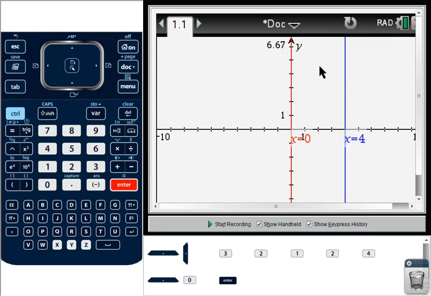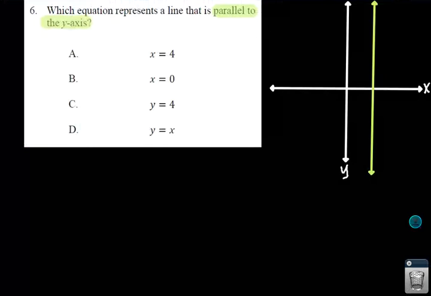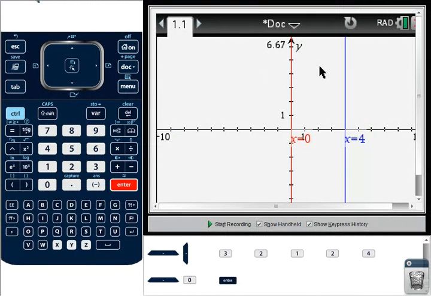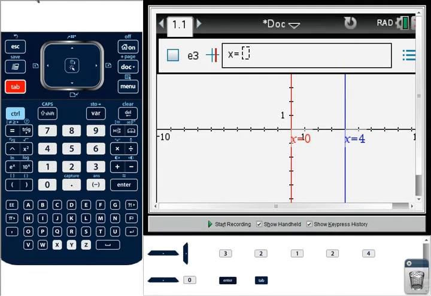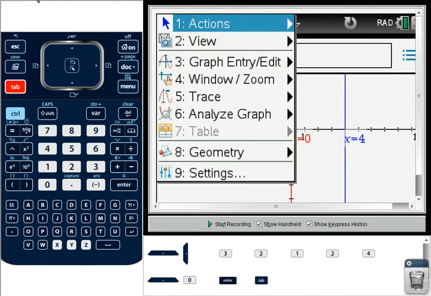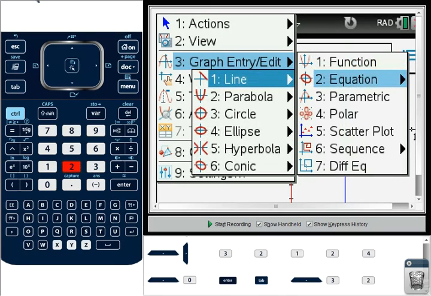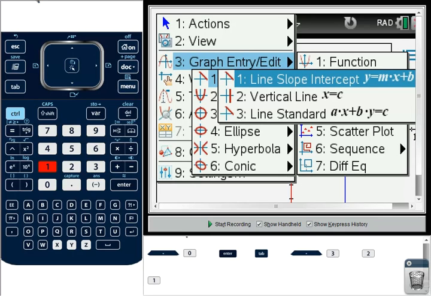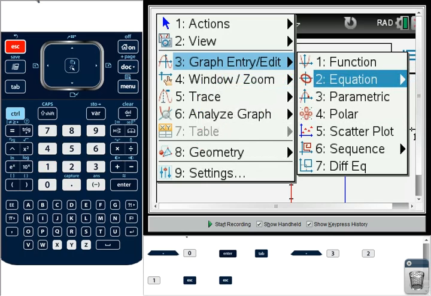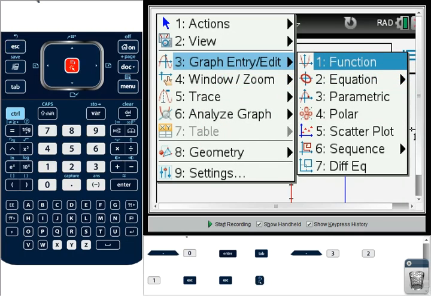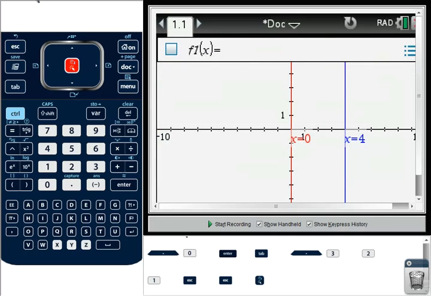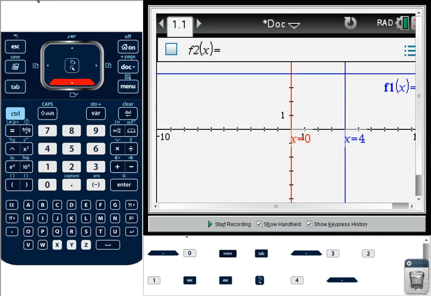My other answer choices were y equals 4 and y equals x. So now I'm still in vertical equations, so I'm going to have to go back to Menu, Graph Entry Edit, Equation, Line, and I can choose Slope Intercept or Standard, or I can go back and instead of entering an equation, I can enter a function. So I'm going to have y equals 4, and arrow down so I can enter a new function, and y equals x.